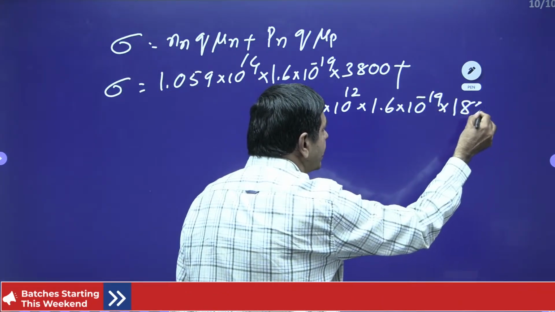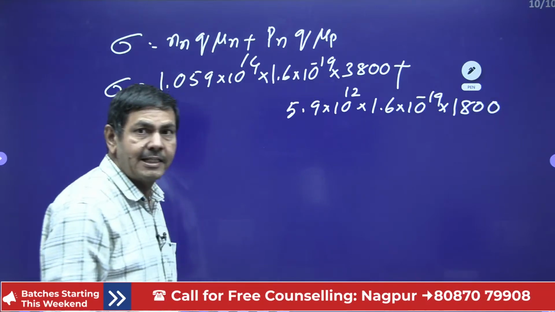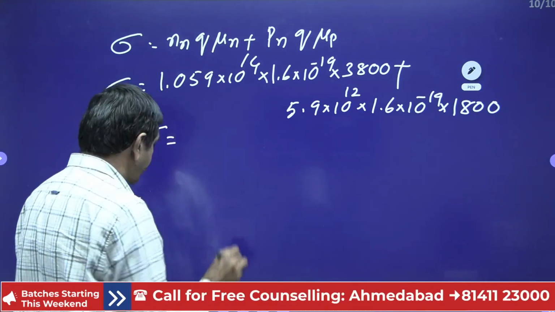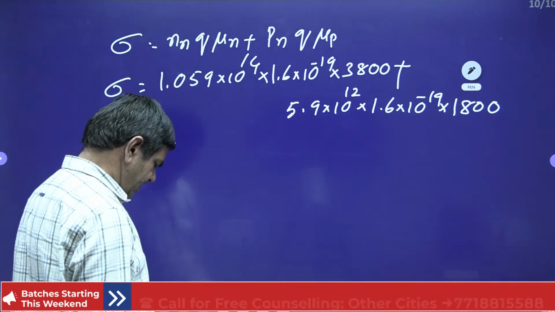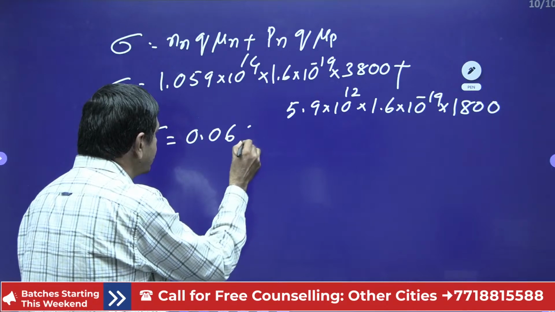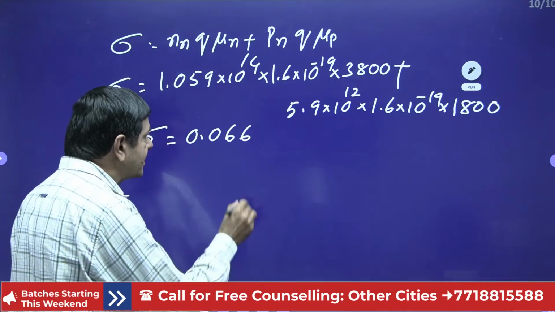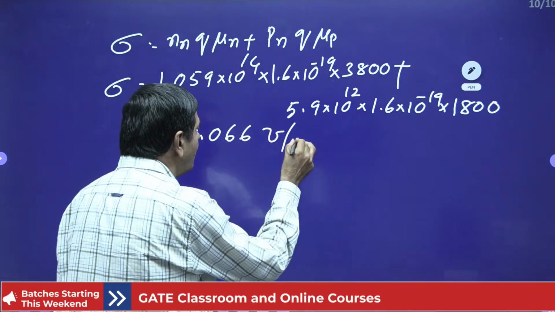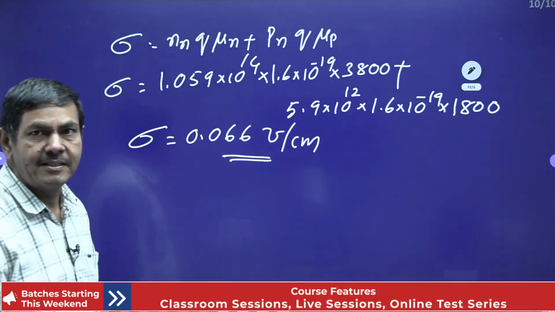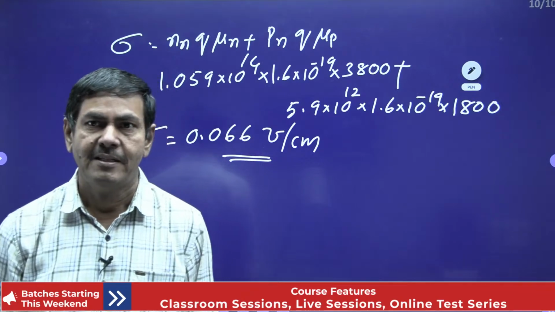Use the calculator and you are going to get the conductivity. The conductivity value comes as sigma equal to 0.066 mho per centimeter. Like that, conductivity is also calculated.